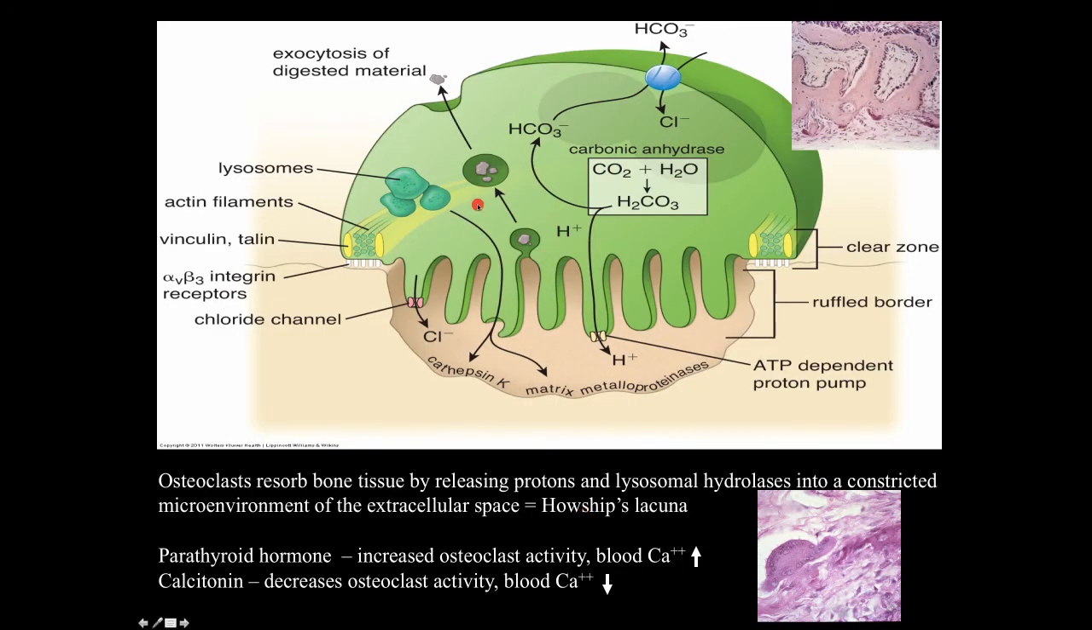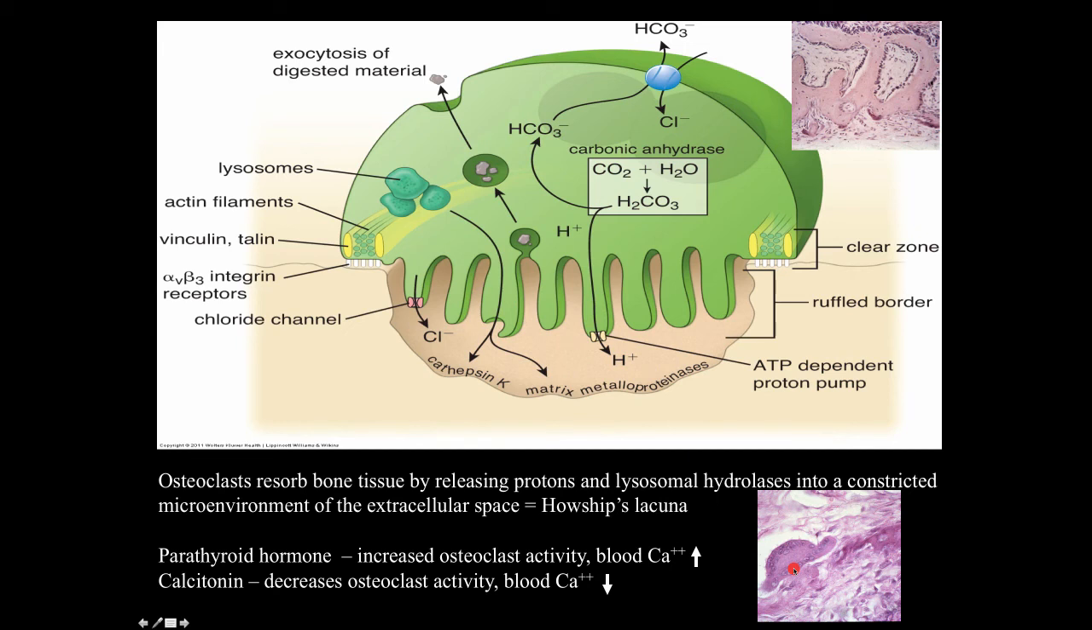This cartoon shows how we think the osteoclasts function. Here are some histological views. The osteoclasts, as we said, are multinucleated cells on bone surfaces. So at this low power, you can see some osteoclasts like this. Here's a little bit higher power. You can see the osteoclasts.